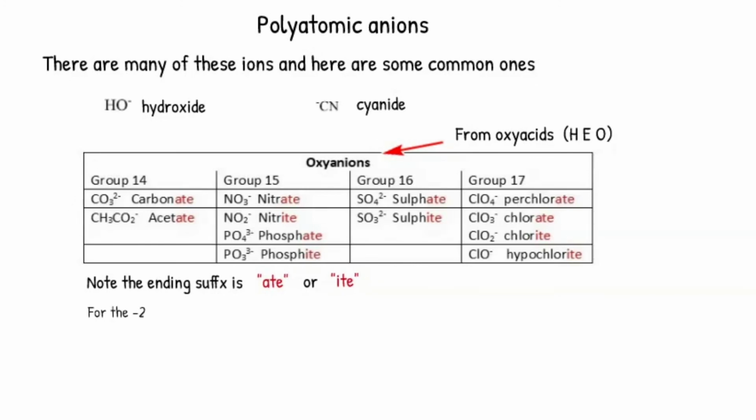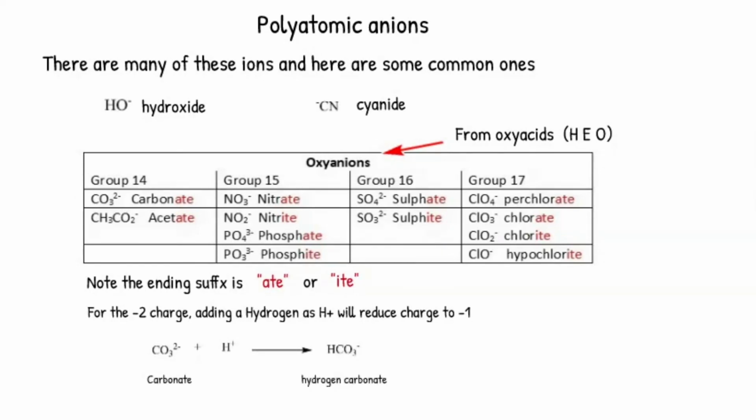For the -2 charge, adding a hydrogen as H+ will reduce the charge to -1. For example, carbonate, when you add a hydrogen plus to it, becomes hydrogen carbonate, HCO3-. In group 17, you could replace a Cl with a Br or I. For example, replacing the ClO4- with IO4-, it is called a periodate.